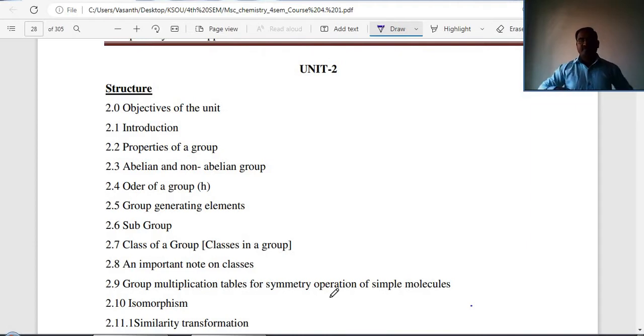This is KSOU MSc 4th semester syllabus, paper Inorganic Chemistry, Unit 2.